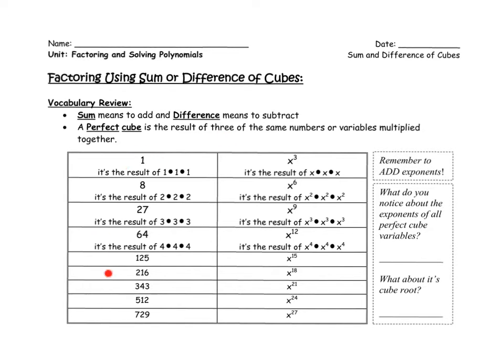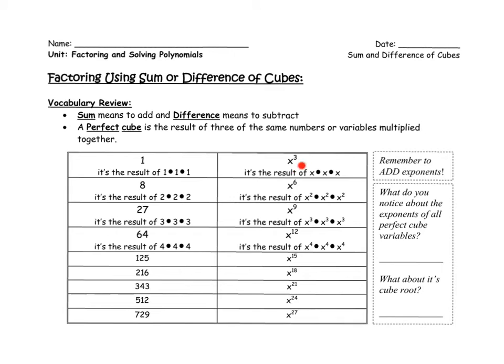So if we look at this list here, this is the list of all perfect cube numbers. So 1 is the first one because it's the result of 1 times 1 times 1. 8 is the next because it's the result of 2 times 2 times 2. Then 27, then 64, 125, and so on. Now, obviously this list can go on forever. I just decided to stop here.